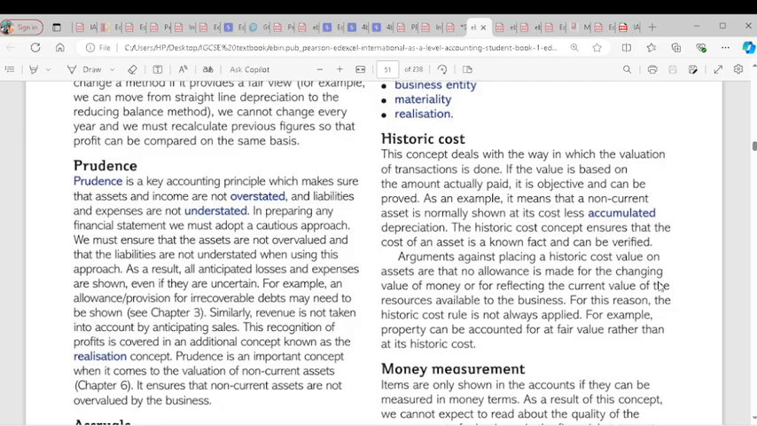So for you to record your assets and revenue the way they are, it means you would not overstate them. For you to record your liabilities and expenses the way they are, it means you are not understating them. Because if you do understate them, you're going to have more profit than what you are supposed to have. That is the principle of prudence. I think it's clear. So we'll go on to accrual concepts.